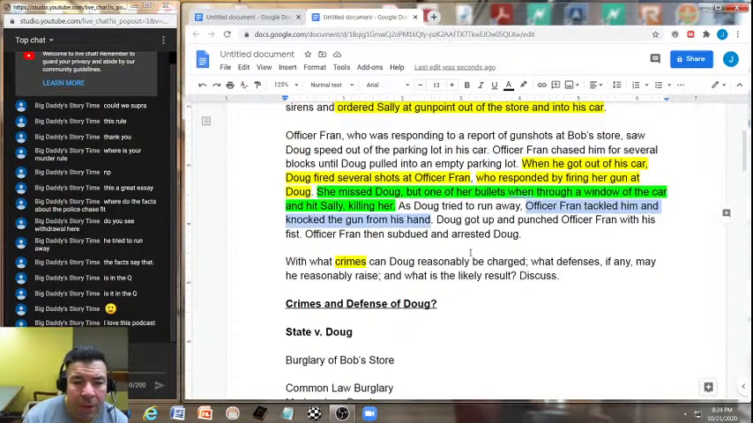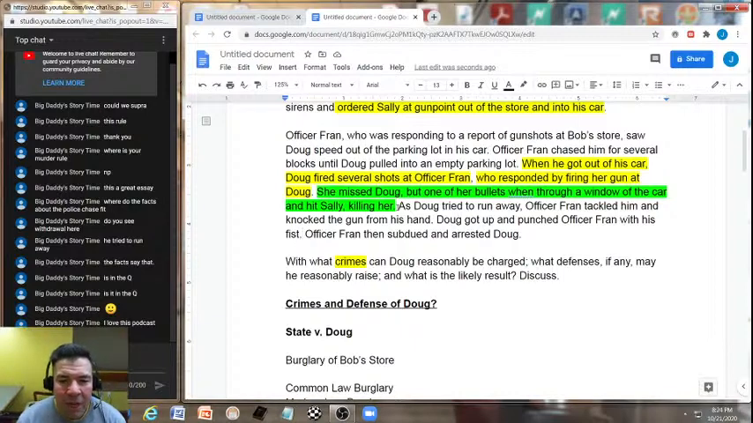Now, you might be asking yourself, is this indeed a self-defense situation? Because remember, how did Doug respond to this? Doug got up and punched Officer Fran with his fist. Doug is technically resisting lawful arrest here, but on top of this, he's making a self-defense argument. He's going to try to argue that his life is about to be imminently taken.